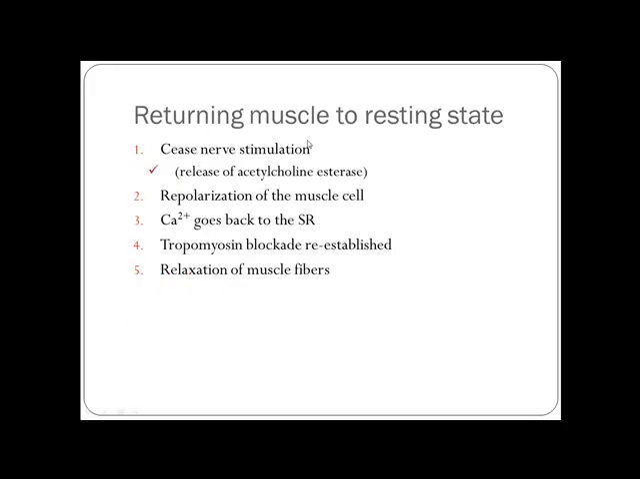Okay, for the nerve to return to its resting state, you'll stop the stimulation. You will repolarize the muscle cell, so that means the muscle cell is going to reset and get ready to contract again. Calcium is going to go back to the sarcoplasmic reticulum, and our tropomyosin blockade is reestablished. We talked about that for a moment earlier. And then the muscle fibers relax.